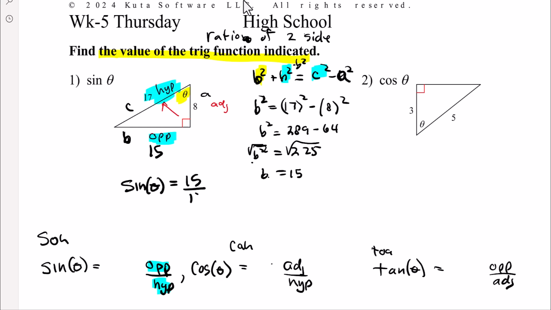Opposite over hypotenuse. And now that we know all three sides, as soon as you know all three sides, you could fill out all six trig functions. Cosine would be adjacent, 8 over 17. Tangent would be opposite over adjacent, 15 over 8. And then for the reciprocals, cosecant, secant, and cotangent, you just flip that.